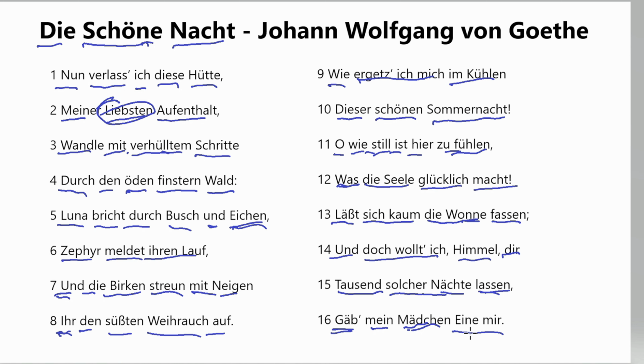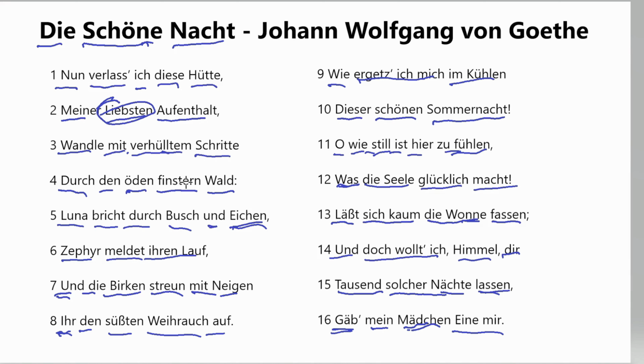We all understand it differently. So one more time, I'll go over the whole poem to get a real grasp of what it means. So, nun verlasse ich diese Hütte, meine liebsten Aufenthalt. So, I've just left this hut, the residence, the place of stay of my lover.